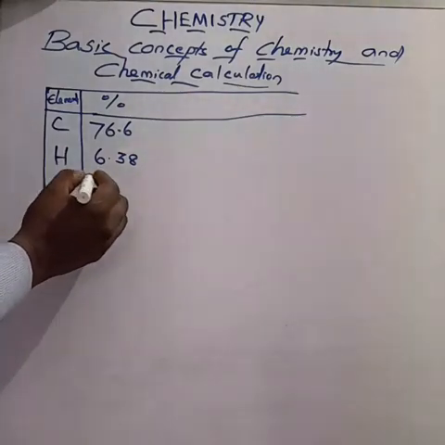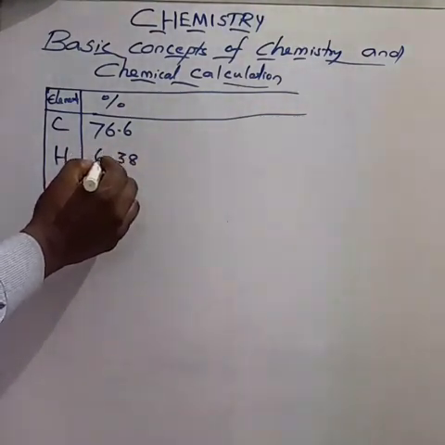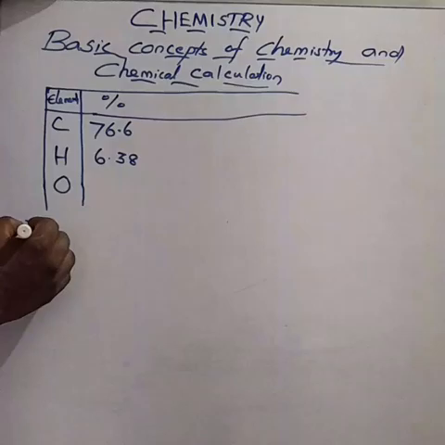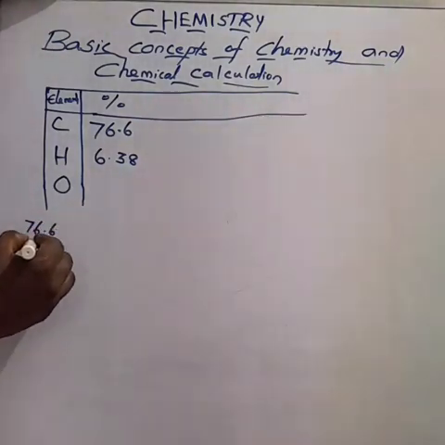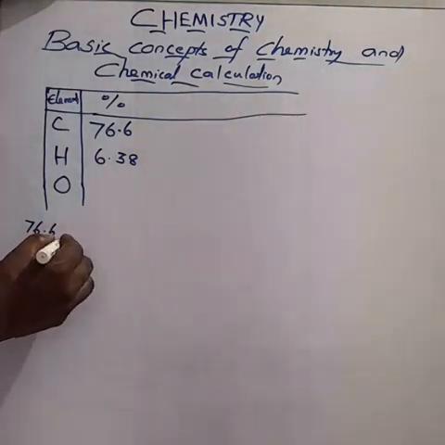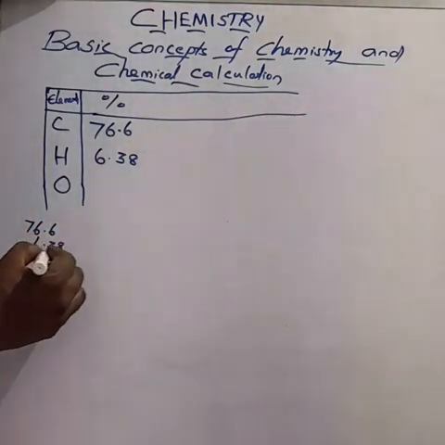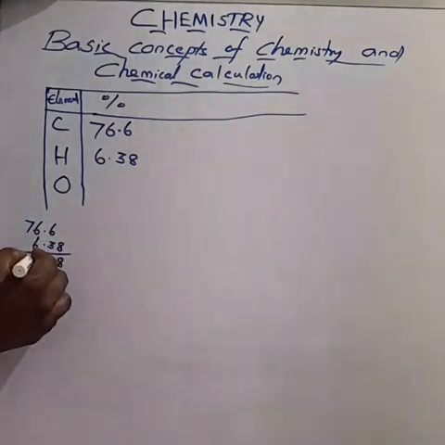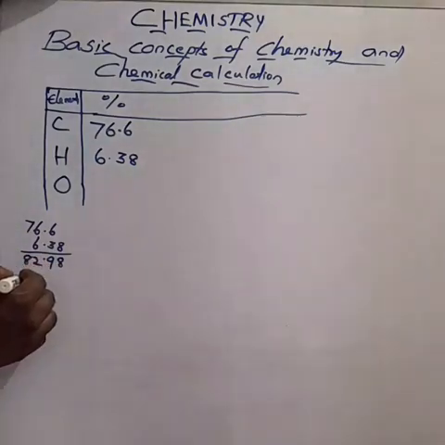Am I right? Here, out of the 100%, there is 76.6 carbon and 6.38 hydrogen. Just we are adding. What's the total? 8, 9, 6 plus 6, 12, 1, 8. So the carbon and hydrogen total percentage is 82.98. Am I right? Next, the remaining rest is oxygen.